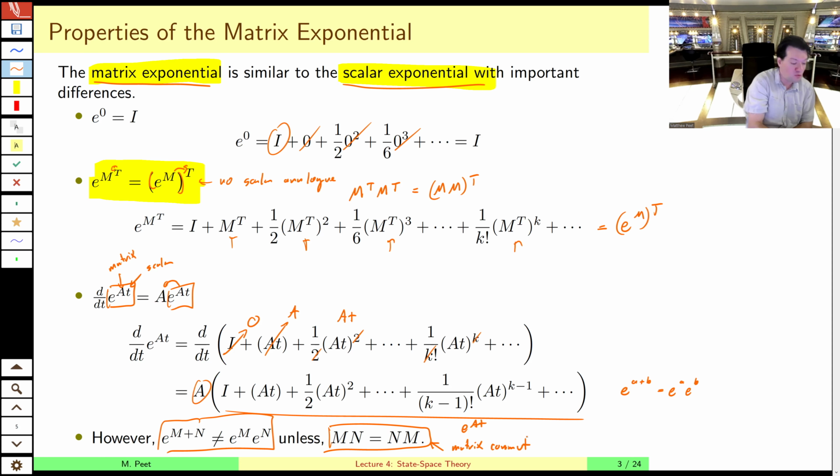Now, matrices rarely commute. It's very unusual for matrices to commute. And so there are only very certain special cases where this property holds. So don't use this property in general, unless you're being very careful.